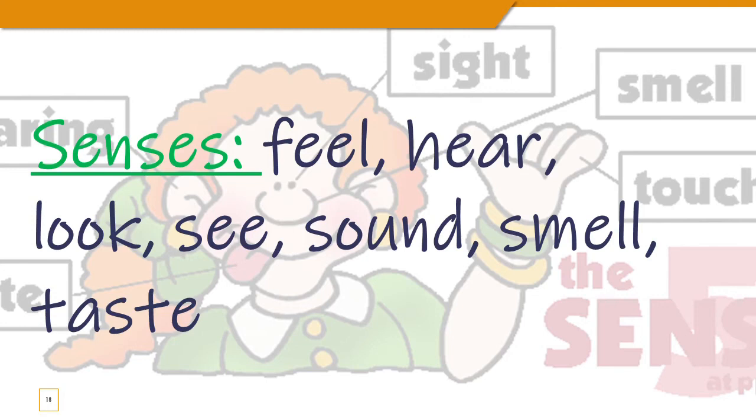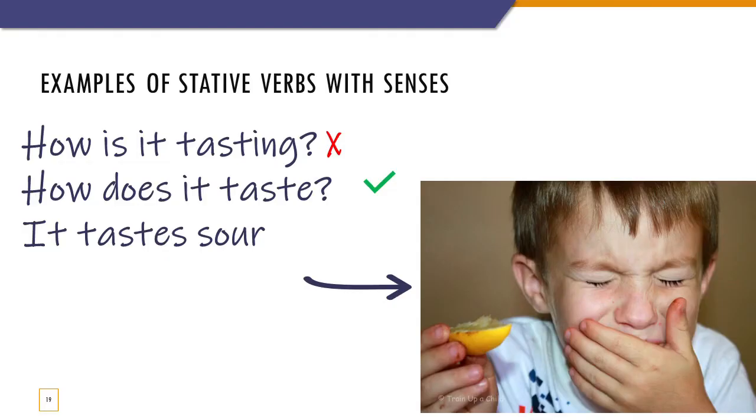So you don't ask how is it tasting. If you want to know the taste of something, you don't ask how is it tasting, you just ask how does it taste. Now when you talk about the taste of something, you say it tastes sour. Okay, as in lemon. If you can see this picture here, this is the taste of a lemon, which is sour. So you say it tastes sour, not it is tasting sour.